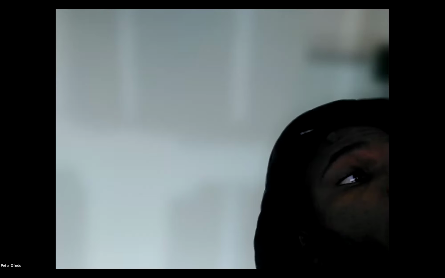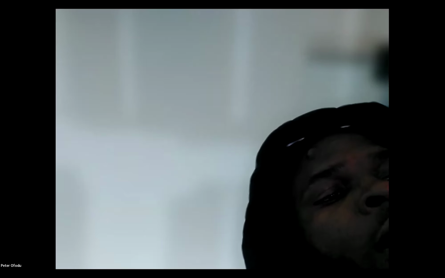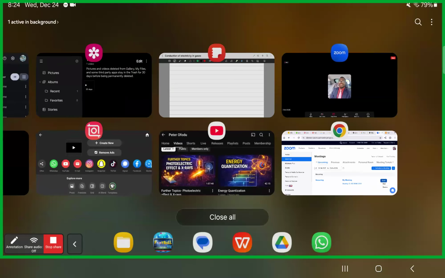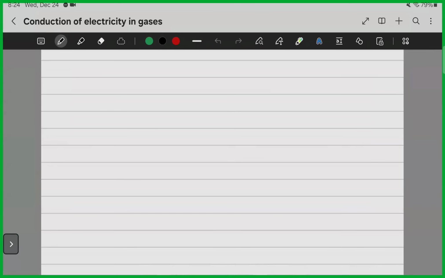At this time, we'll be looking at the conduction of electricity in gases, and I hope that you pay rapt attention in this class as I share my screen and we dive in straight up. So like I said, we're looking at the conduction of electricity in gases.